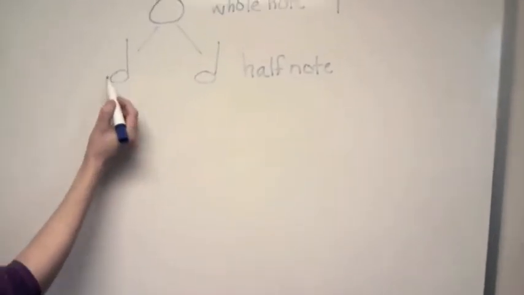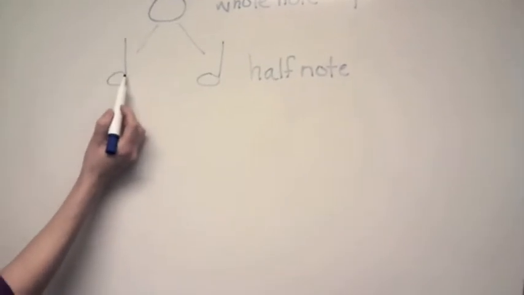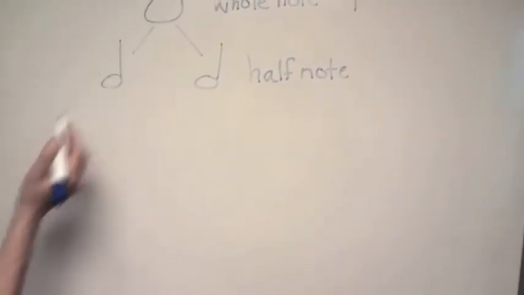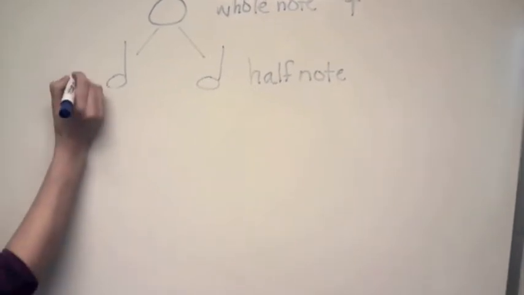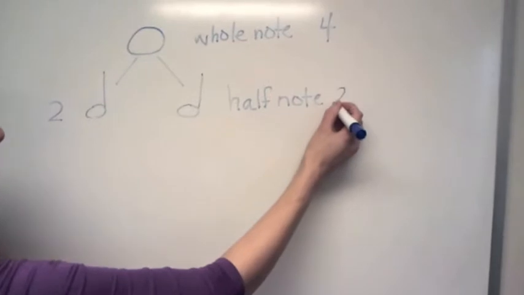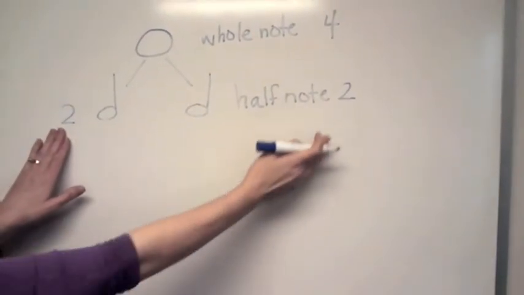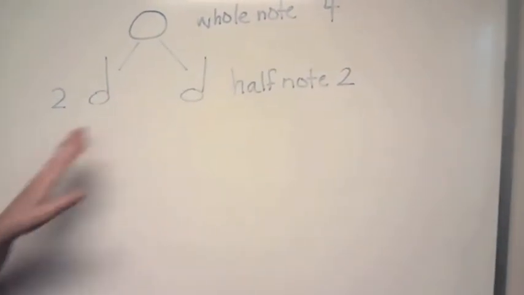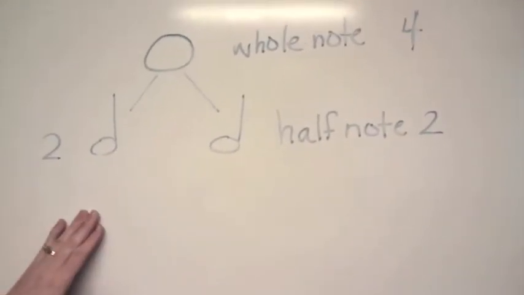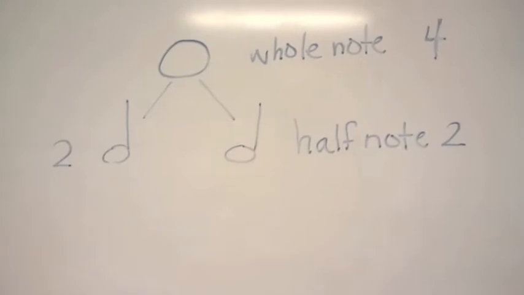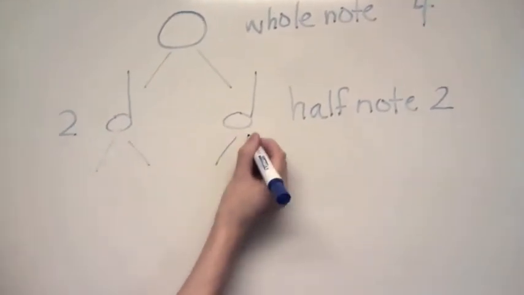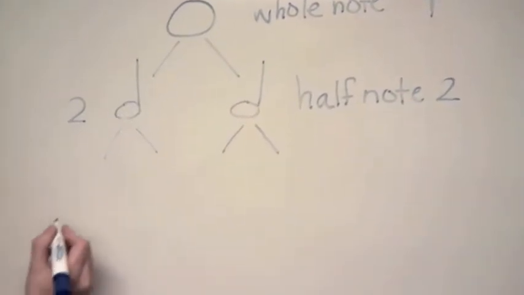You can recognize a half note because it has an open circle like the whole note, but it also has a stem. Each half note that you see here is worth 2. Doing our math, 2 plus 2 equals 4, so they've taken a half. Now if I wanted to divide my half note again, I'm going to divide this one and this one into 2 equal parts.